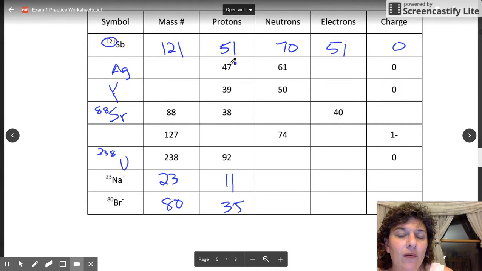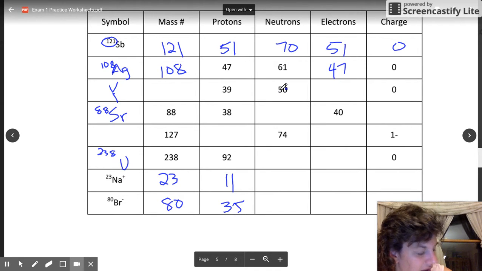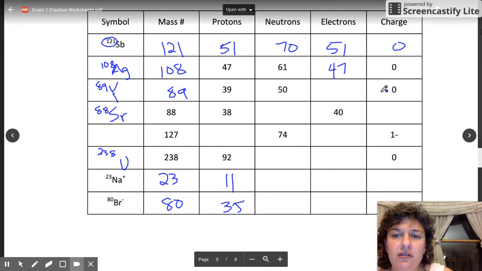So that's 51. Now, silver. We have 47 protons plus our 61 neutrons should be a mass number of 108. So that 108 goes up here. Okay, and our electrons should be equal to our protons because it has a charge of 0. Now, yttrium. Protons plus neutrons, 39 plus 50 should give us 89. And we put the 89 up there in the corner. Our charge is 0, so we don't worry about that. And our protons equal our electrons, so that's 39.